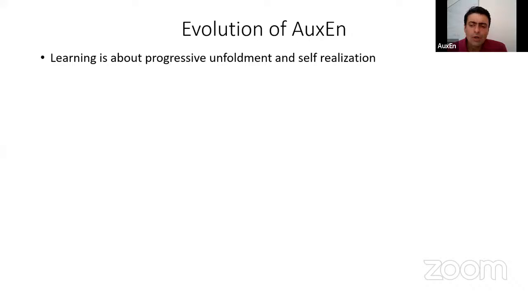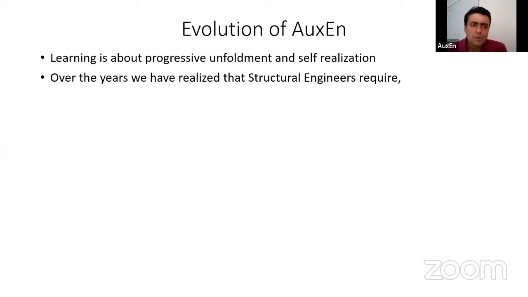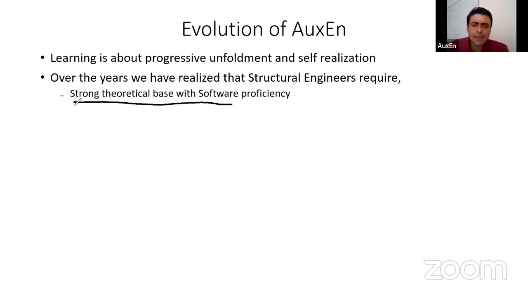So how we have evolved over the past 4-5 years. We have realized that as structural engineers, we need two things. We need a strong theoretical base with software proficiency. As a structural engineer, you should have a very good theoretical base. You should understand the theory. You should understand the standards. You should understand the Indian standards, the American standards, whatever. You should have great theoretical knowledge.